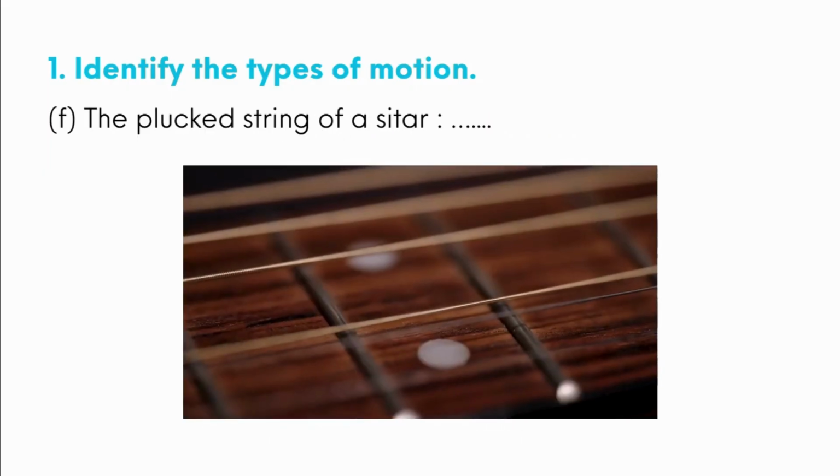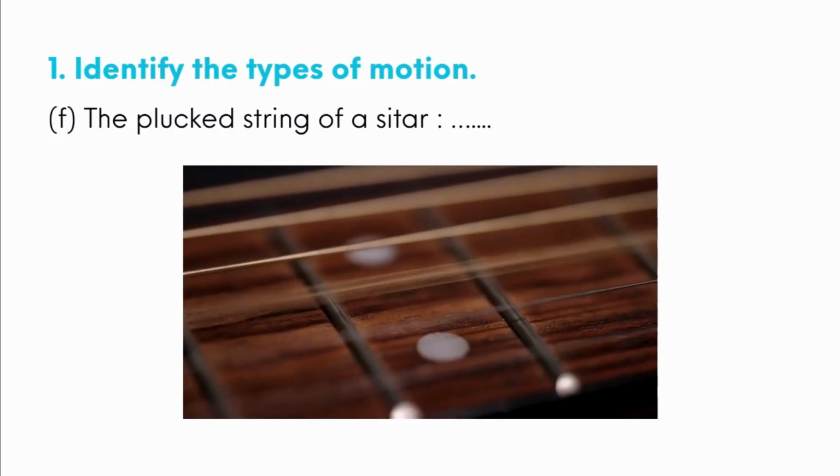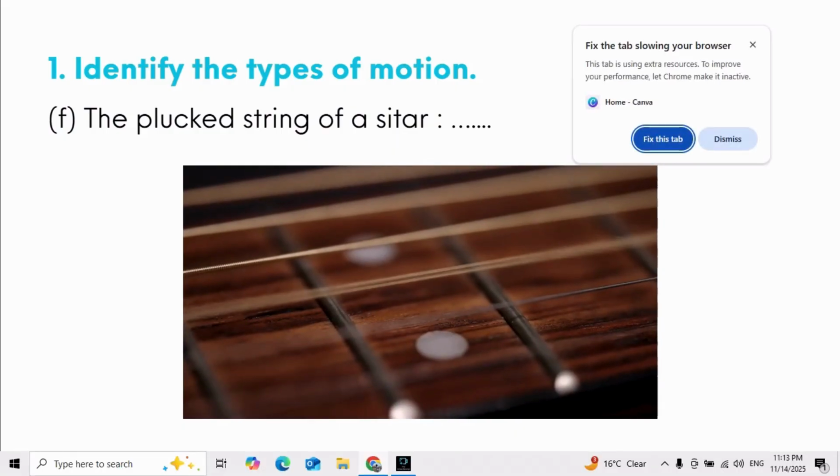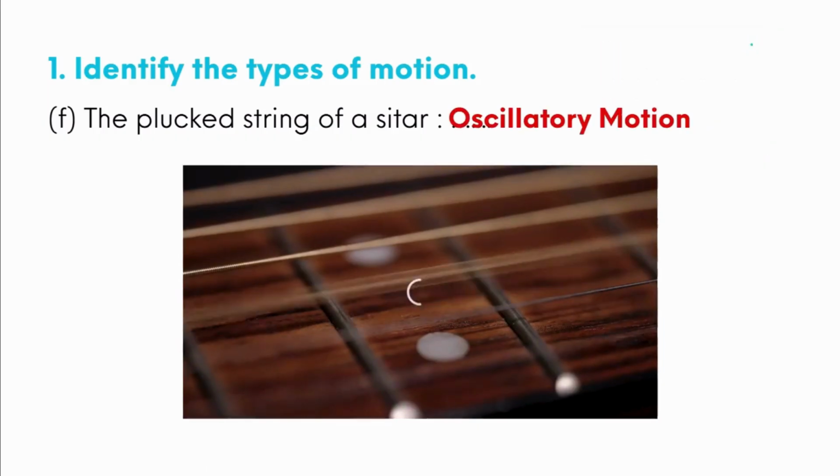Next is the plucked string of a sitar. The plucked string of a sitar is an oscillatory motion type.